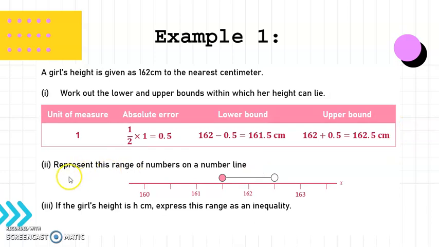Okay, and the second one is to represent this range of numbers on a number line, and lastly as an inequality. If you forget how to represent the numbers on a number line or inequality, please double check or revise your inequality lesson.